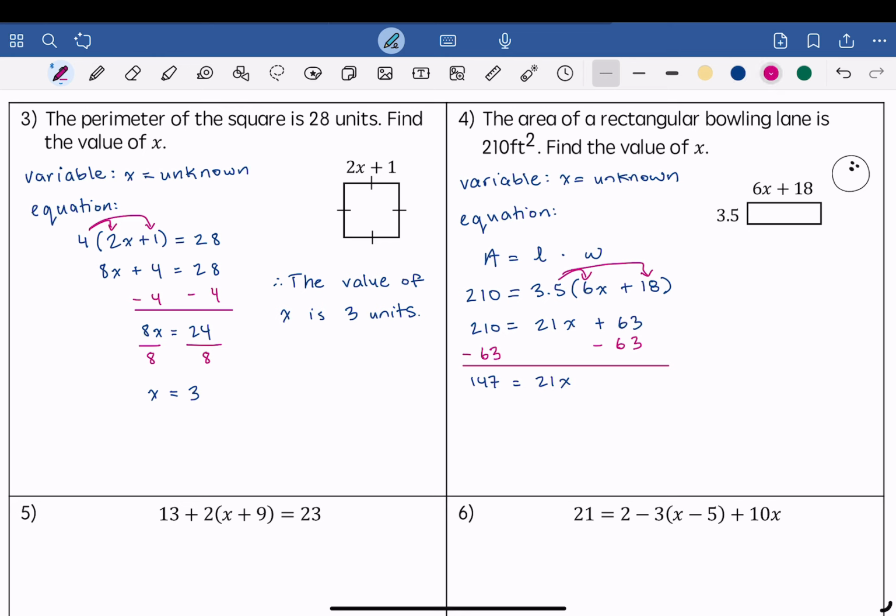So now I'm going to divide 21x by 21 to isolate the x, the same on the other side. 147 divided by 21 will give me 7, which is the value of x. Therefore, the value of x is 7.